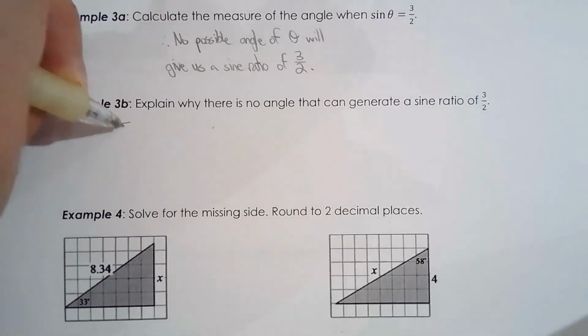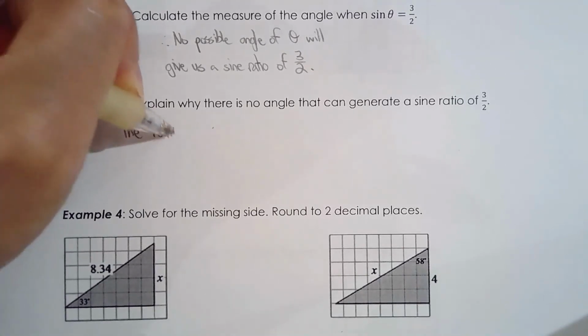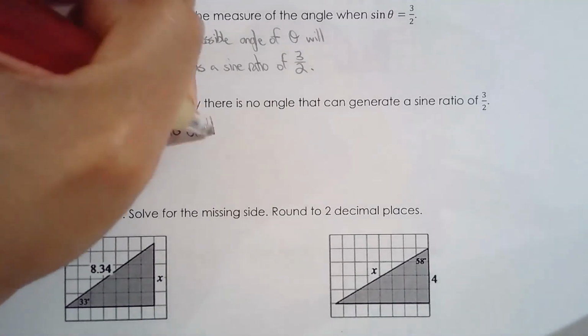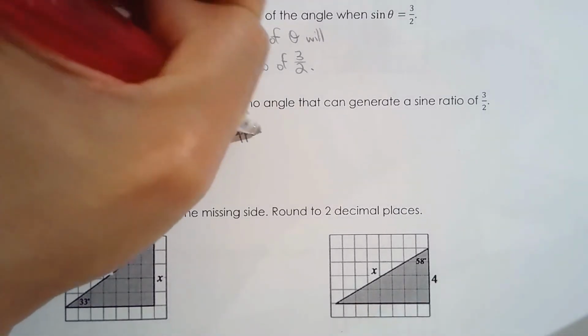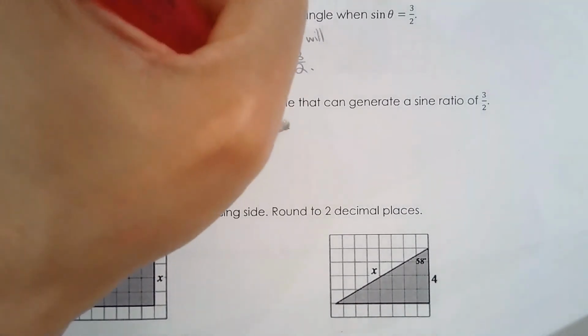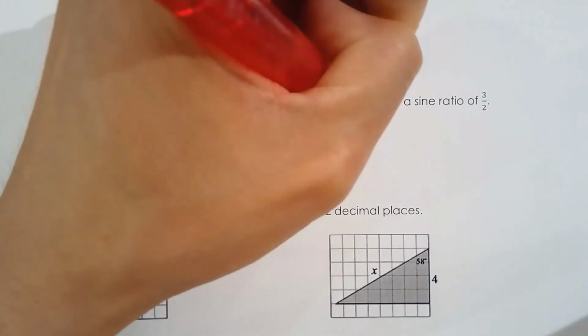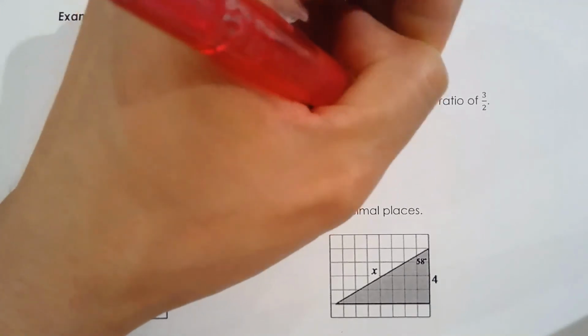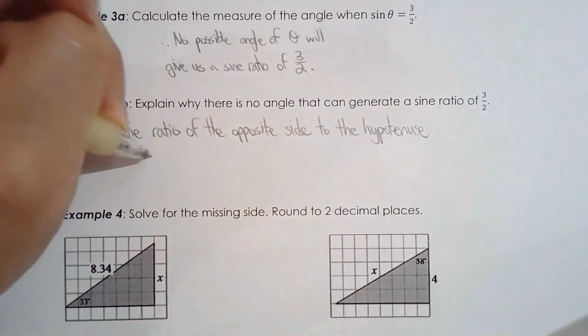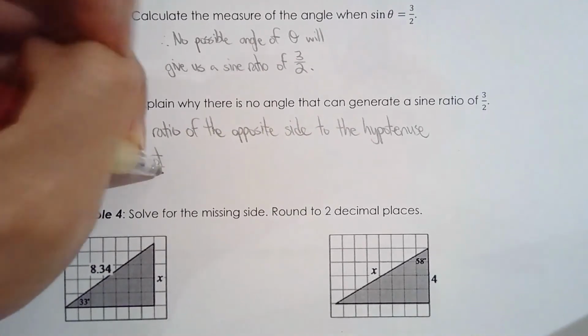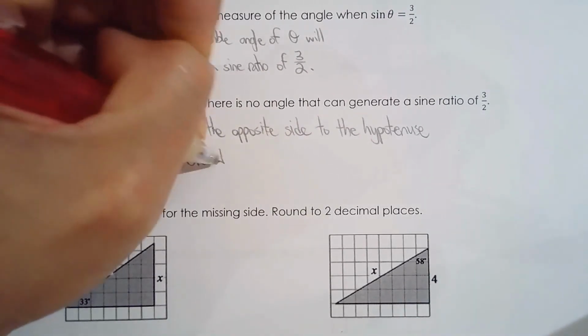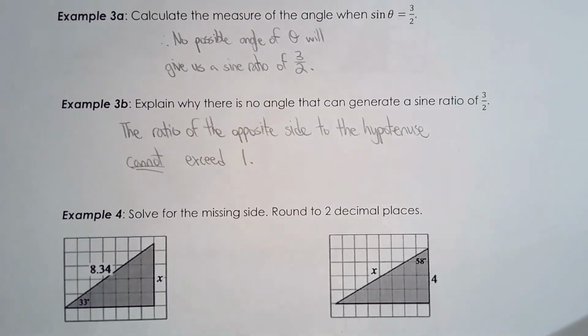So in fact, the ratio of the opposite side to the hypotenuse cannot exceed 1, okay? Because the hypotenuse must be longer than the opposite side.